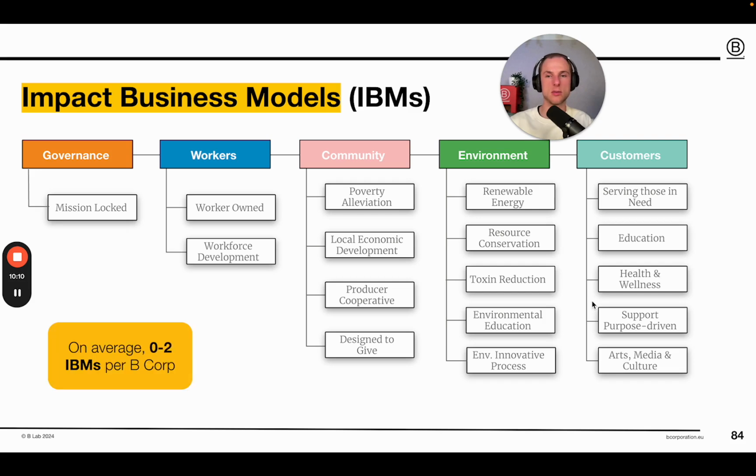Good reminder this, on average, every B Corp has around 0 to 2 IBMs per certification. So don't be too blindly locked into getting an IBM, because some companies do actually certify without an impact business model. If you have more than 2 impact business models selected, you may want to double check whether they are really capturing your impact well.